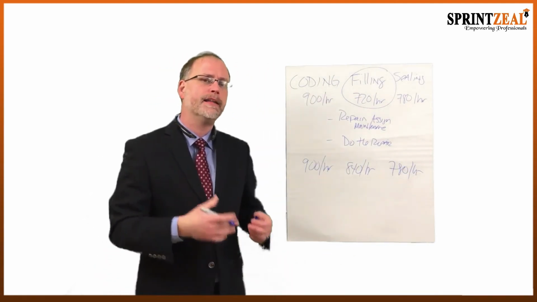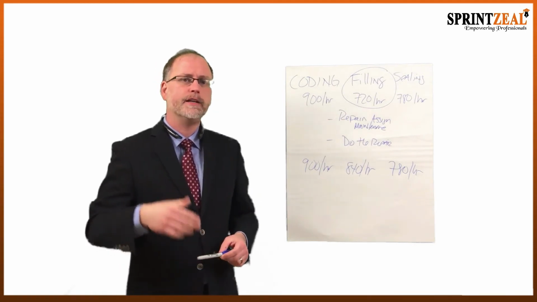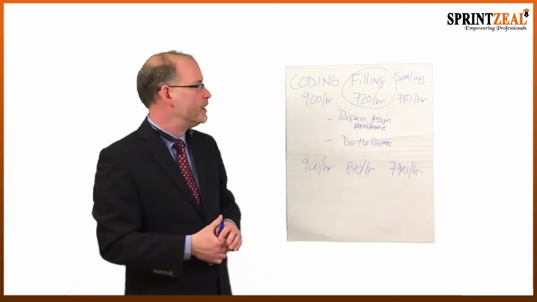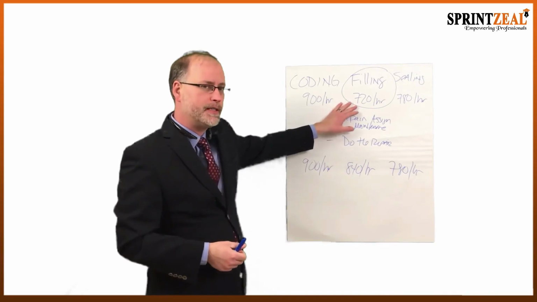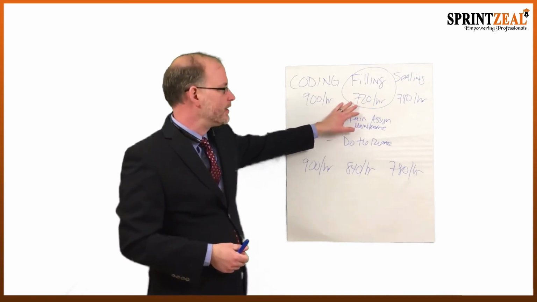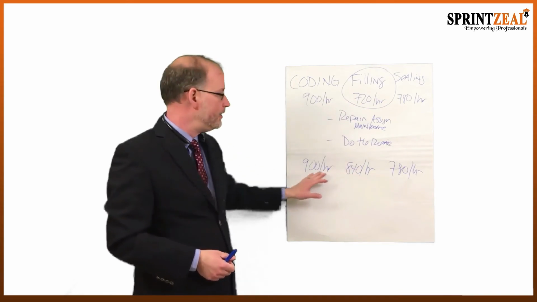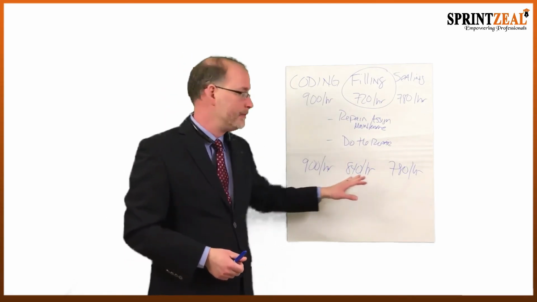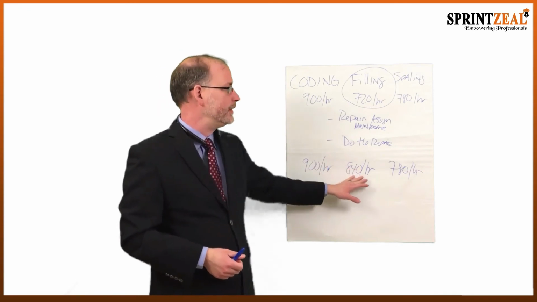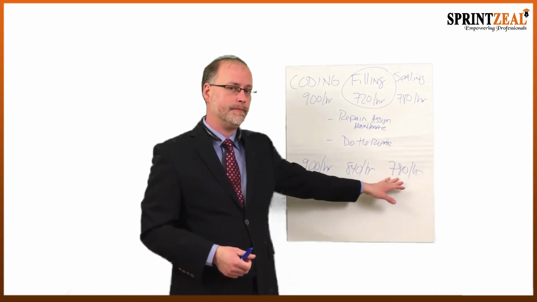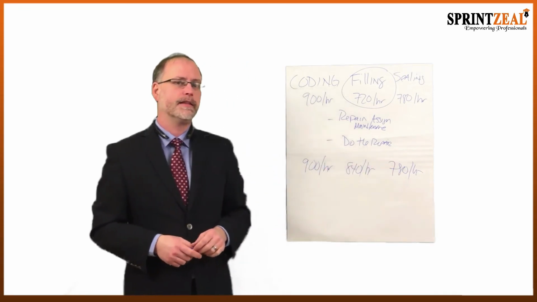So by applying the theory of constraints and going through those 5 steps, we were able to improve our productivity in filling from 720 units per hour to 840 units per hour, thus improving flow from coding to filling to sealing. And that is the theory of constraints.